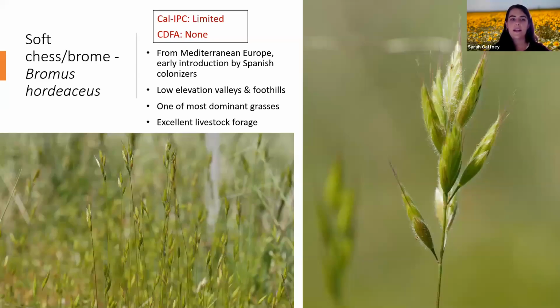So moving on, one of the next most common species that you'll see is soft chess, also known as soft brome. So that's Bromus hordeaceus, also from Mediterranean Europe, and was intentionally introduced early by the Spanish colonizers. It especially likes to be in the low elevation valleys and foothills, and is also considered excellent livestock forage. So it was introduced for that reason, and it's still considered a good species to have if we're just thinking about our rangeland industry.